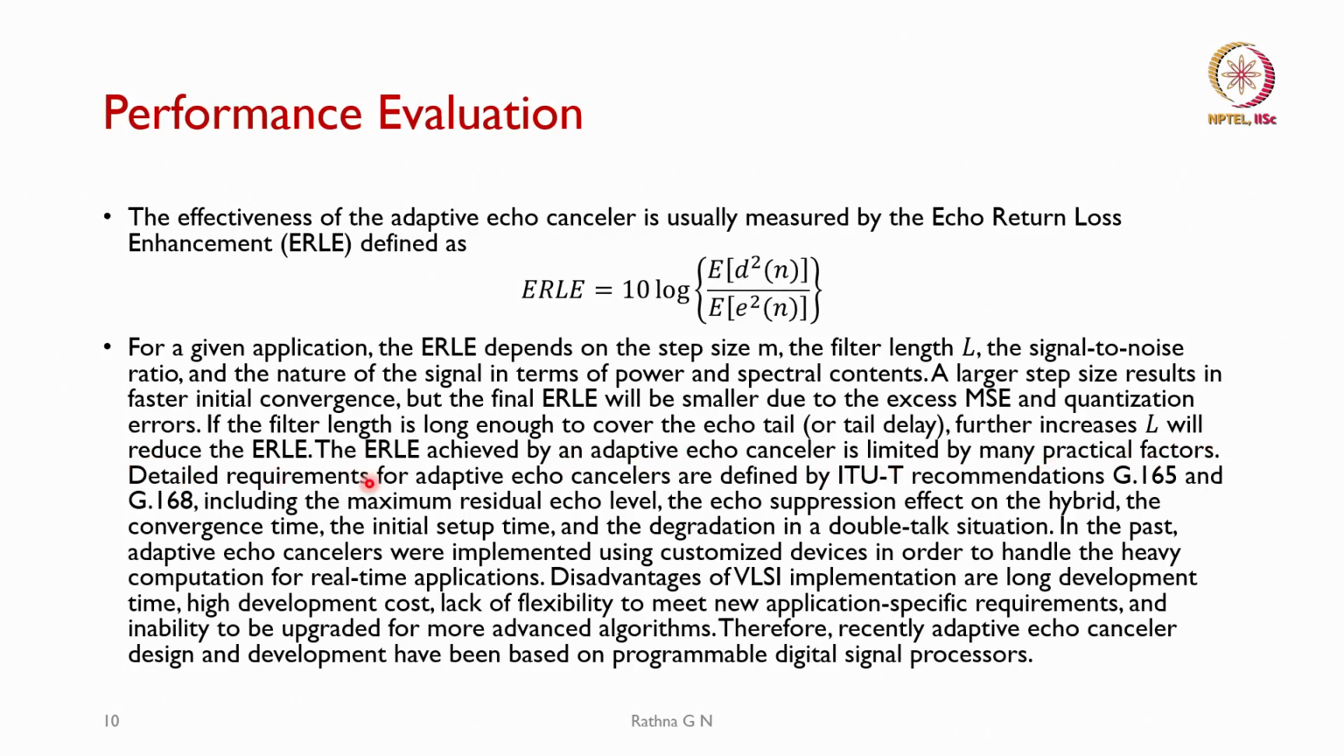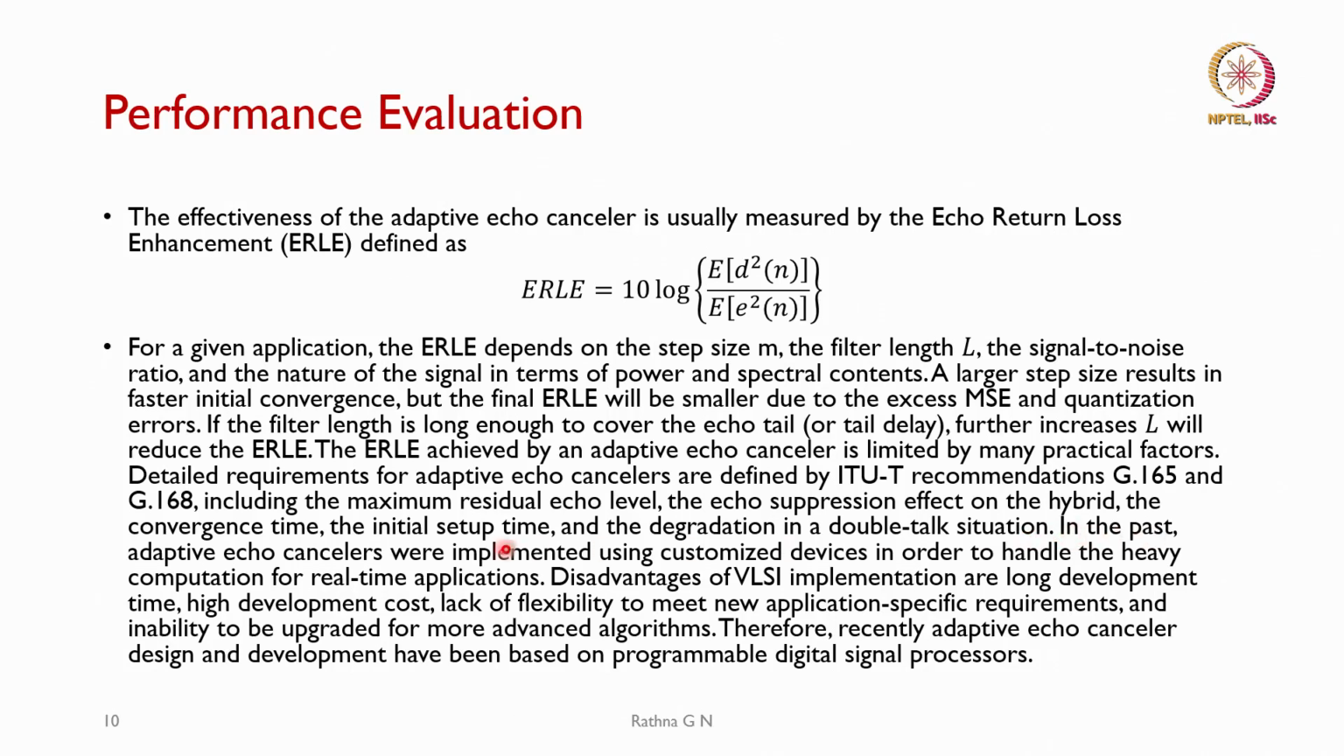The detailed requirements for adaptive echo cancellers are defined by the ITU-T, that is the telecommunication standard, in recommendations G.165 and G.168, including the maximum residual echo level, that is the suppression effect on the hybrid, the convergence time, the initial setup time, and the degradation in a double talk situation. We will look at what double talk is in the next slide.